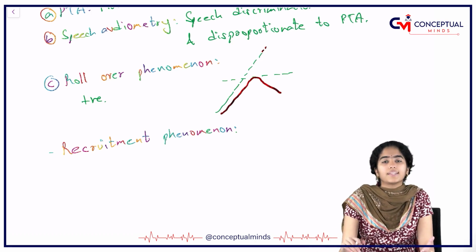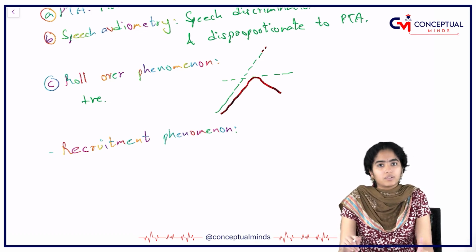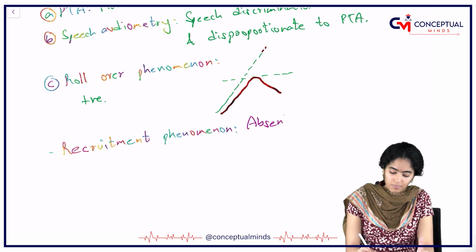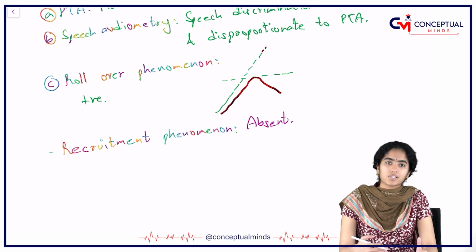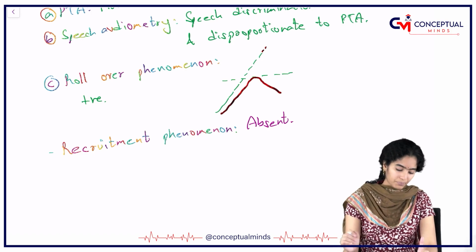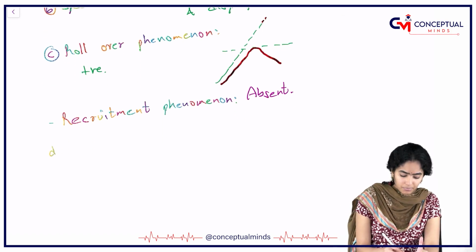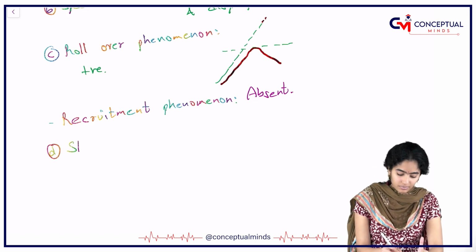Until before, they couldn't hear anything and all of a sudden it becomes intolerably loud. That is called as recruitment phenomenon. And that recruitment phenomenon is absent here. Why is it absent? Because this is retrocochlear hearing loss. Recruitment phenomenon is a feature of cochlear type of hearing loss. Okay? Alright. Then we have something called as stapedial reflex decay test.